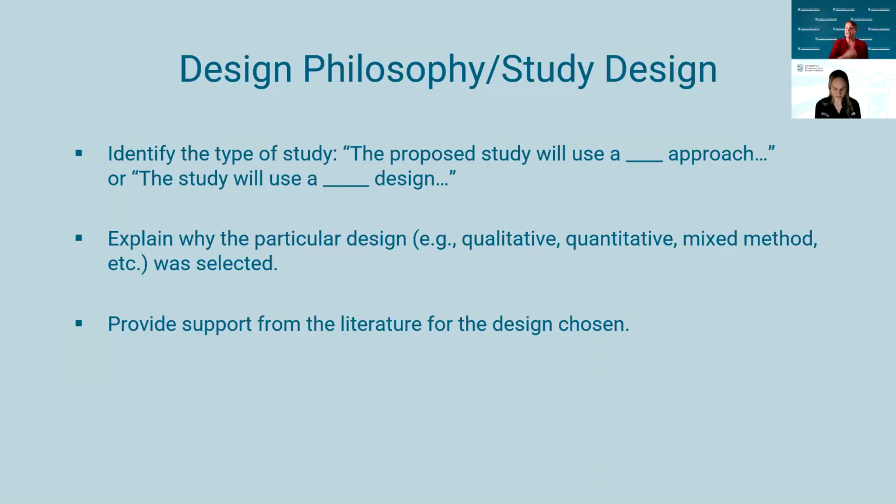In this section, you're going to explain your design philosophy, what type of study you're doing or what type of project you're doing. You're going to justify it through the literature by bringing in other studies that you've read and reviewed and say, you know, they showed validity or they showed reliability by doing this. I'm doing the same thing. 12 participants for saturation, whatever. This is why I'm doing this.